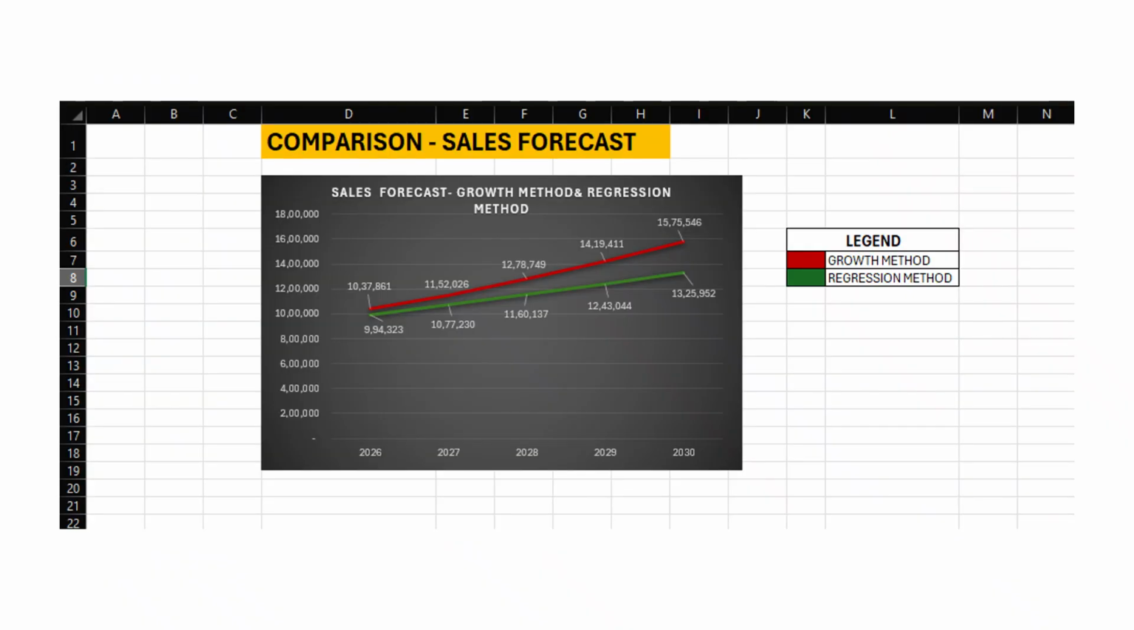This chart shows the sales forecast based on the two methods we have studied so far, which are the growth method and the regression method. The red line is the growth method and green is regression. Why am I taking two methods here? Because it is safer, and we can take the average between these two to have a basic assumption of how much sales I can make for the next 5 years. For any management, they will take two methods for sales forecasting, and when you show it in a chart, it is easily understandable.